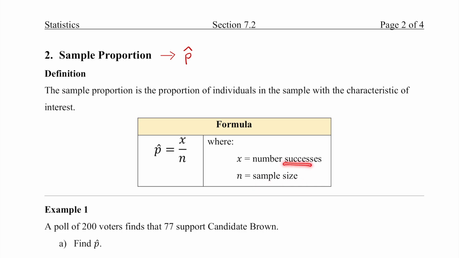Remember, a success simply means the outcome we are counting. It doesn't mean something good happened. The value of p hat is always between 0 and 1. If you prefer, you can also express it as a percentage by multiplying by 100%.